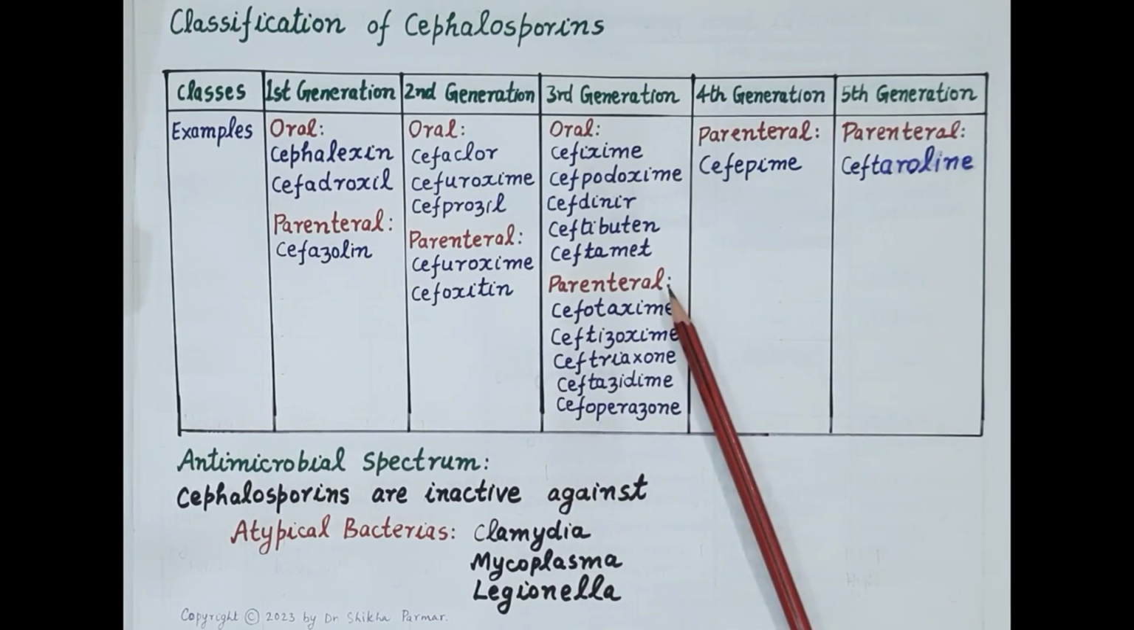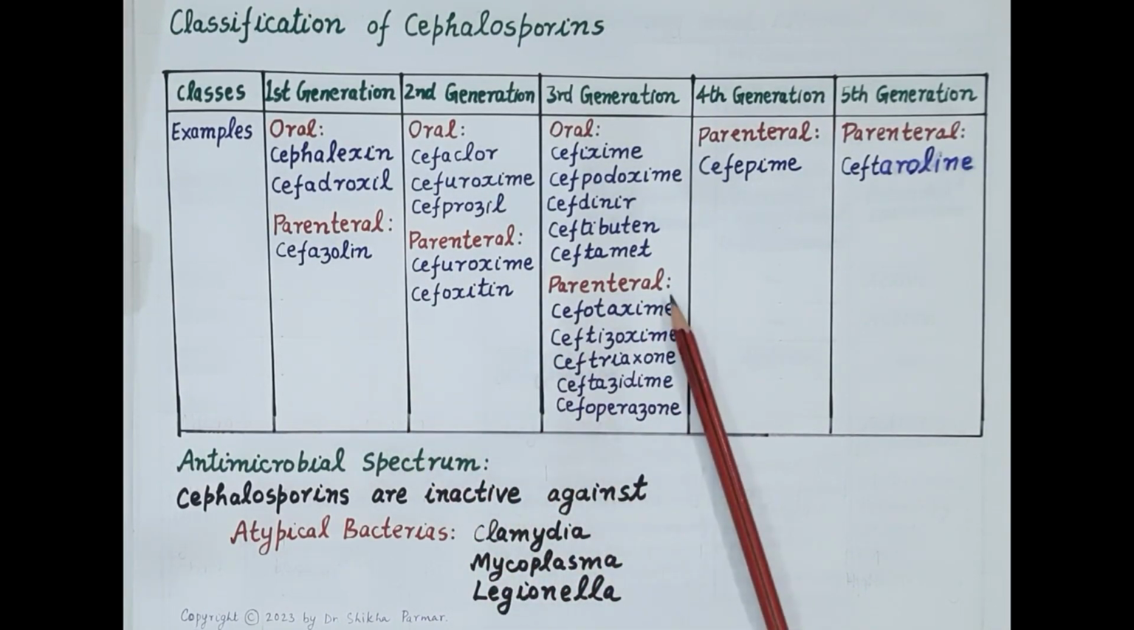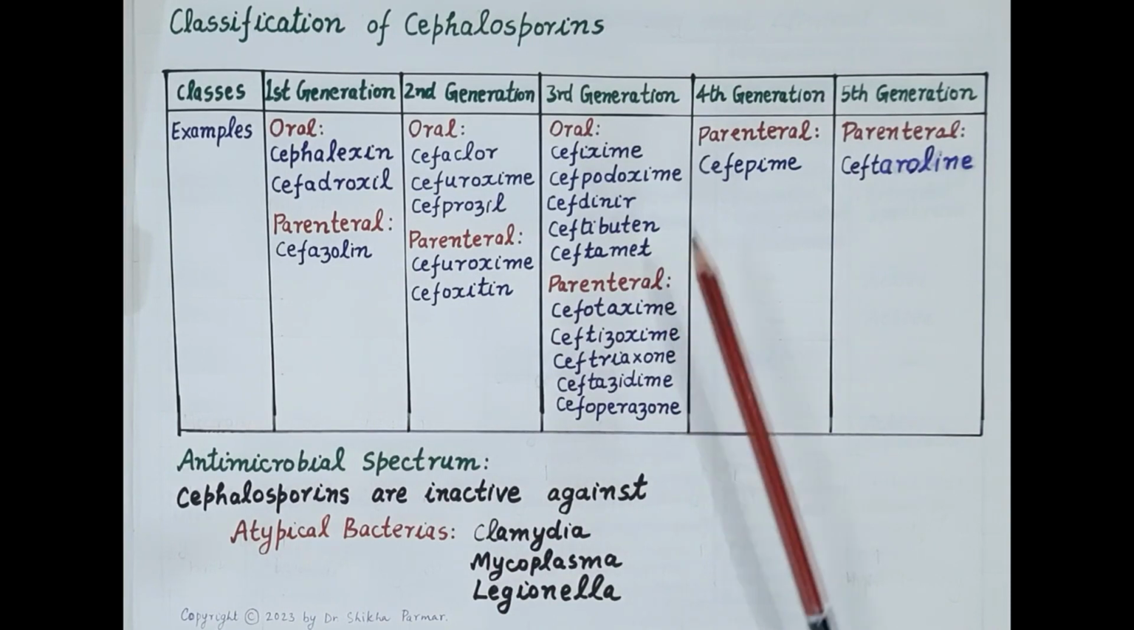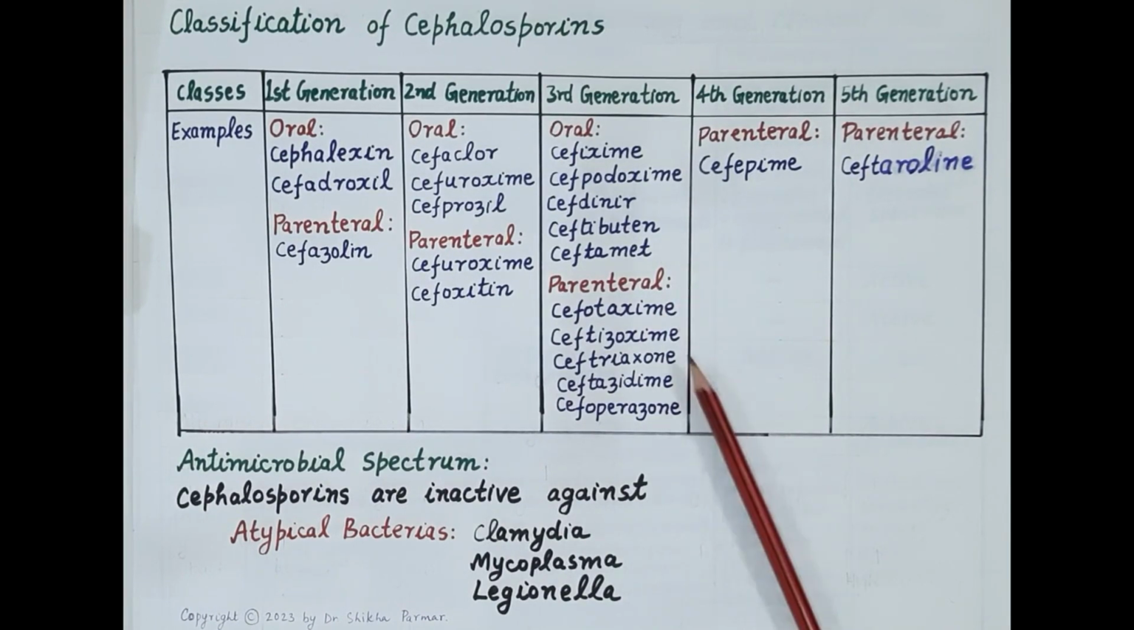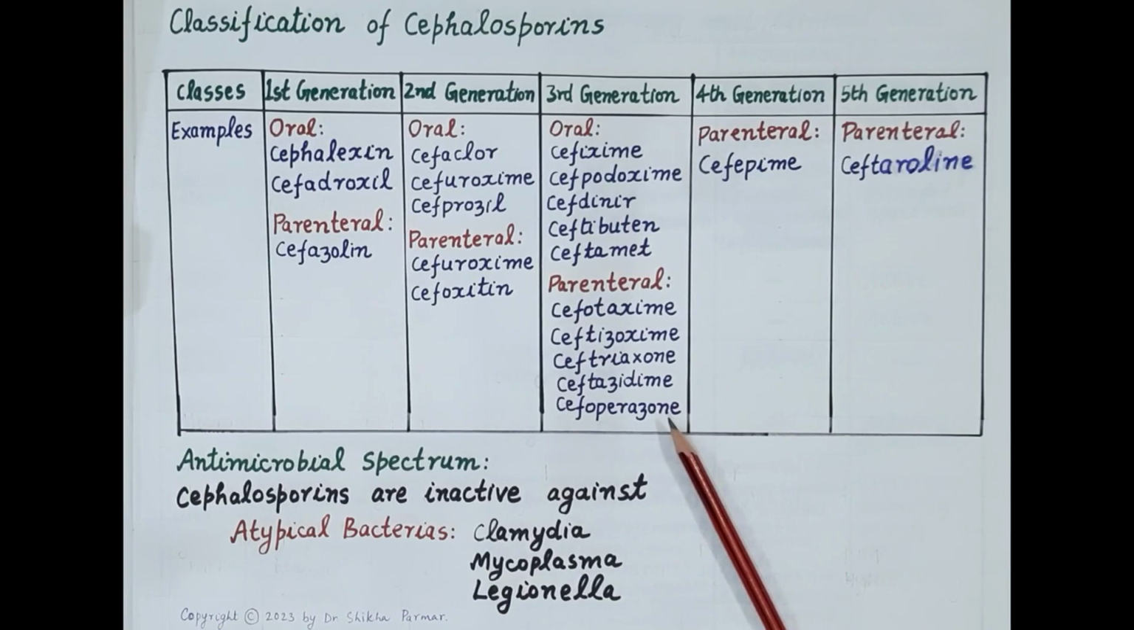Now, third generation cephalosporins are the least active against gram-positive, but these drugs exhibit enhanced activity against gram-negative bacteria compared to first and second generation. Oral drugs include cefixime, cefpodoxime, cefdinir, ceftibuten and cefditoren, while parenteral drugs are cefotaxime, ceftriaxone, ceftazidime, and cefoperazone.